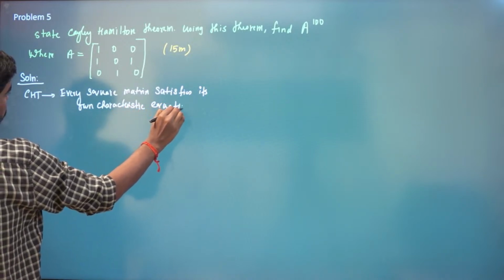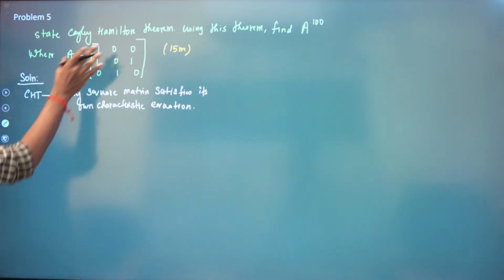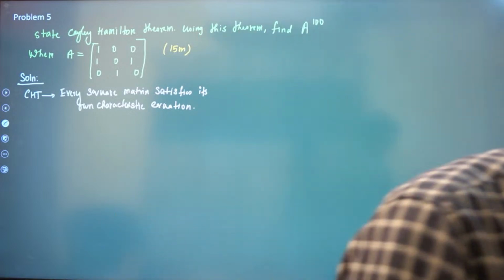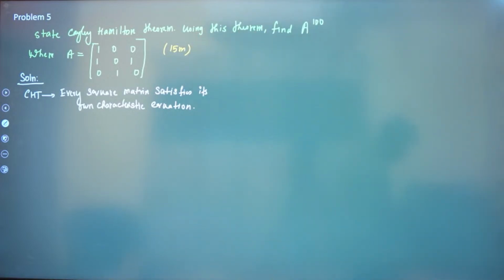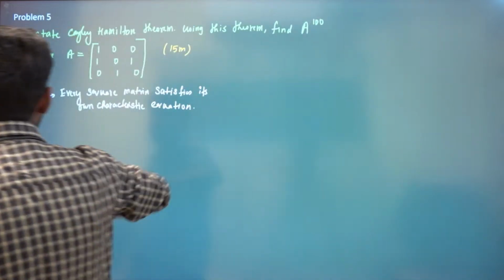Every square matrix satisfies its own characteristic equation. So we will find the characteristic equation for this 3 by 3 matrix, and then we will say that the matrix satisfies that characteristic equation. Every square matrix satisfies its own characteristic equation. So we will prove this.